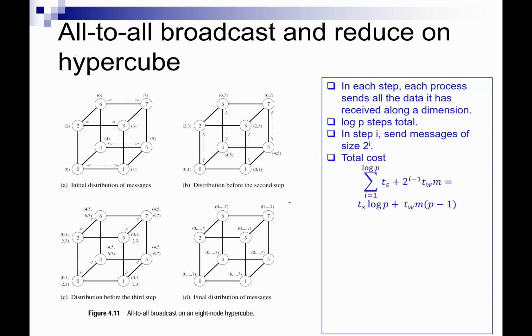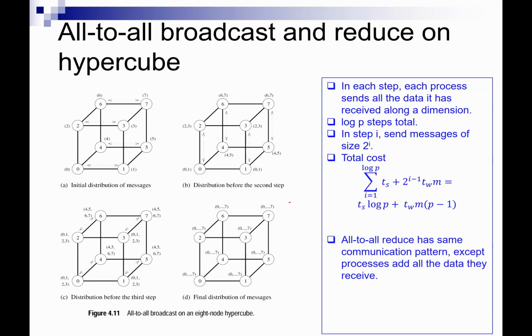So the total cost would be that. We have log p stages, but the stages have different cost. The ith stage has a cost of 2 to the i minus 1 times tw times m plus ts. If you add this up, this is a geometric series, and the sum of this is going to come out to this value over here. So that is the all-to-all broadcast on a hypercube.